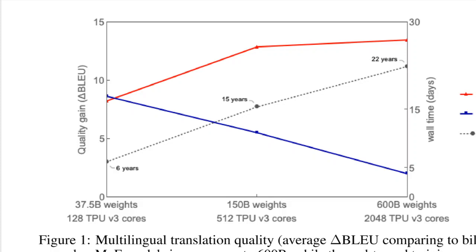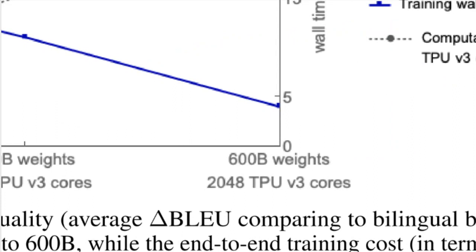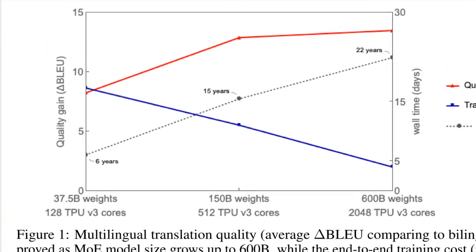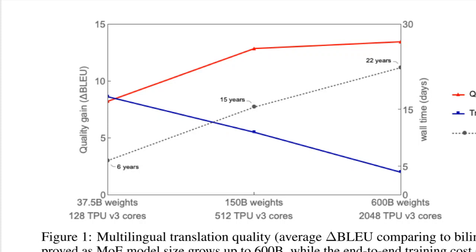OpenAI has a 175 billion parameter model. You thought that was large? That's cute. Check out Google's 600 billion parameter model. 600 billion floating point numbers doing things at the same time. This has absolutely become a body part measuring competition between companies.